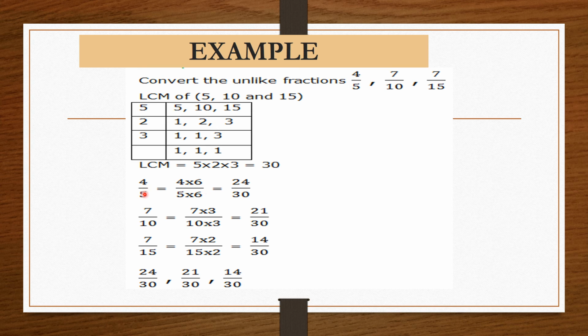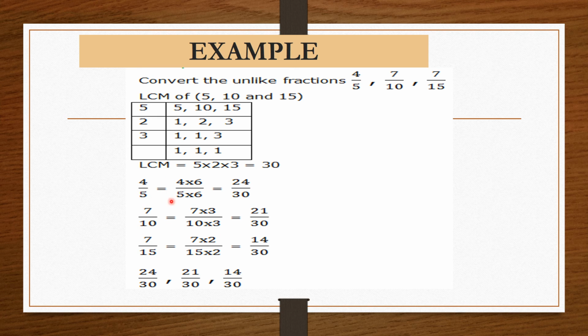Now see, 4 by 5. 5 multiplied by what is 30? 5 multiplied by 6 is 30. So you will multiply 4 also with 6, because whatever you do in the denominator, you will do the same thing in the numerator. So 5 into 6, 4 into 6: 4 sixes are 24, 5 sixes are 30. So the equivalent fraction of 4 by 5 is 24 by 30.